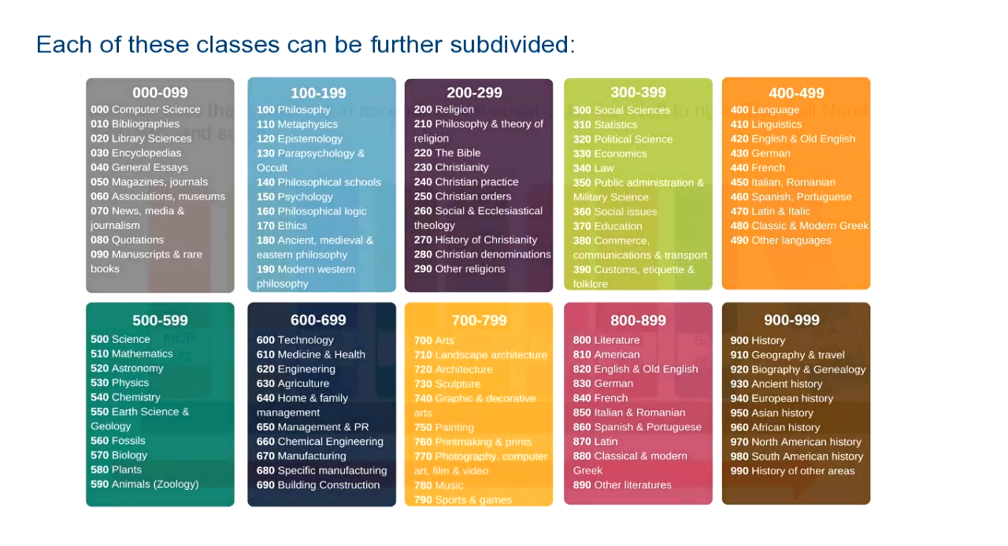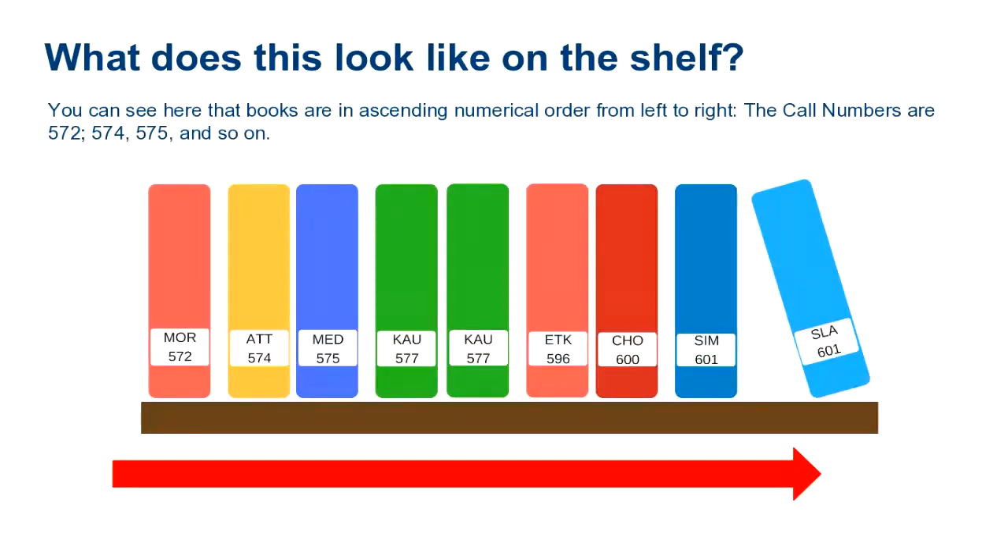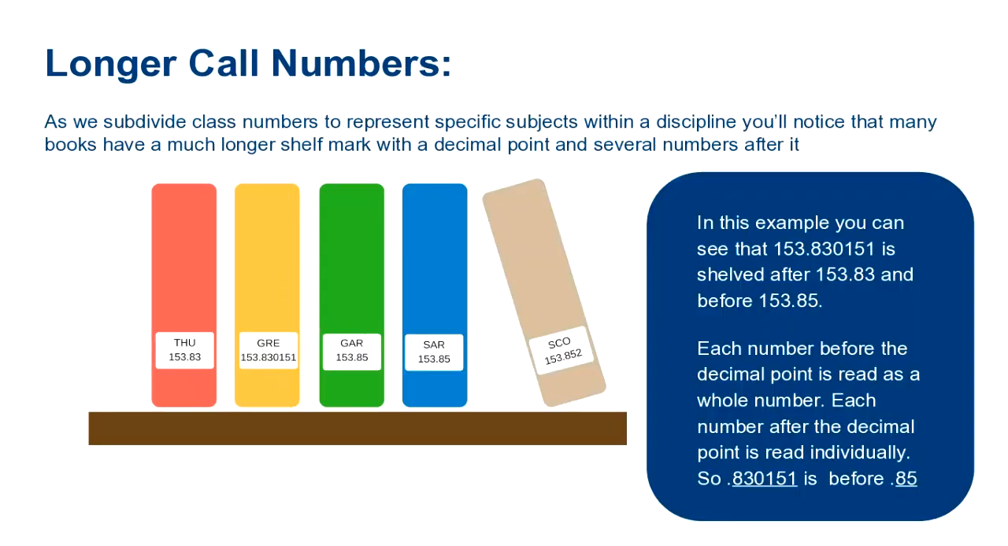So what does this look like on the shelf? You can see here that the books are arranged in ascending numerical order from left to right. So the call numbers are 572, 574, 575, and so on. We also add the first 3 letters of the author's surname to the call number to make it easier for you to find it. As we subdivide class numbers to represent specific subjects within a discipline, you'll notice that many books have a much longer shelf mark with a decimal point and several numbers after it.